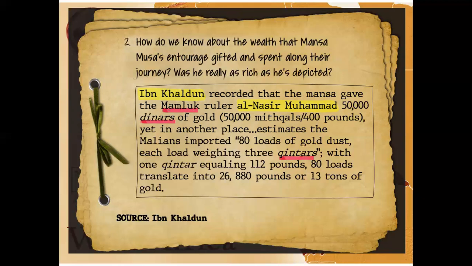And of course, we get that by saying each of the 80 loads weighed 3 quintars. 1 quintar is 112 pounds. So each load would be 112 pounds times 3. And then you take that number and multiply it by 80 to get 26,880 pounds of gold.